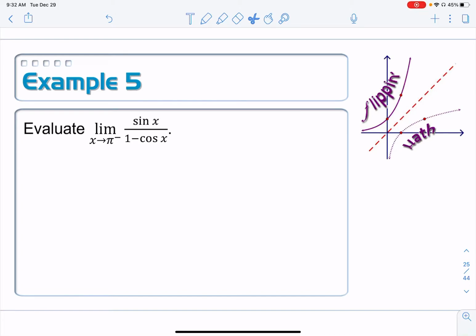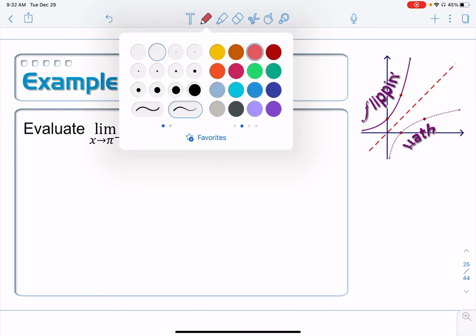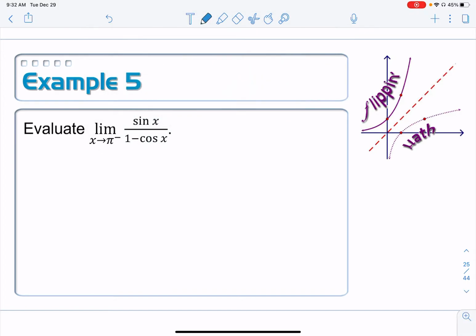Hey, so what'd you get for example 5 when you were evaluating this one-sided limit? Let's take a look. So the limit as x approaches pi from the left of sine x over 1 minus cosine x. You just do a direct substitution, just like normal. It doesn't matter that it's pi from the left, pi from the right, or just pi.